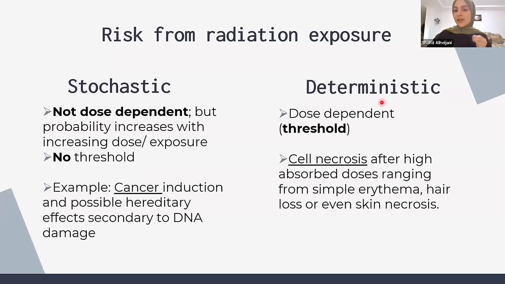But the deterministic effect is dose dependent. So you have a threshold here. For example, here you have cell necrosis. After a certain limit, increasing the dose will give you cell necrosis. We have cancer for the stochastic effect, and cell necrosis for the deterministic effect.